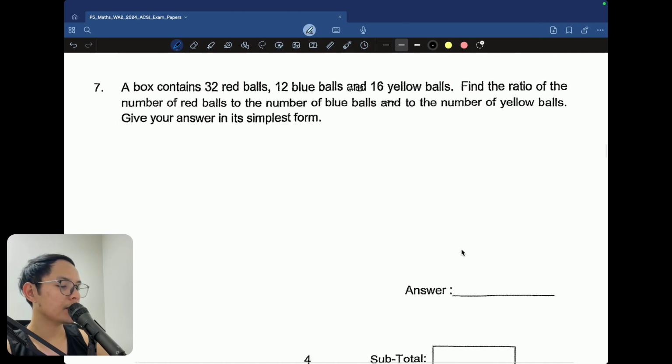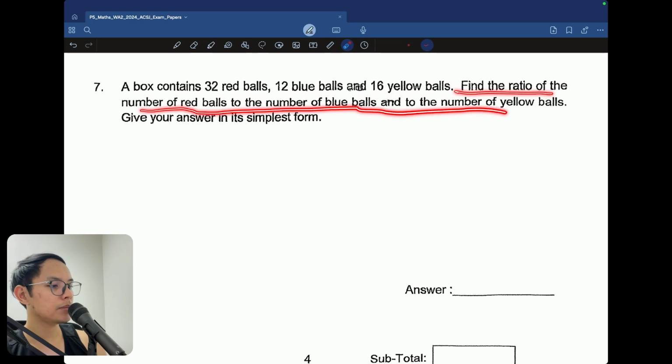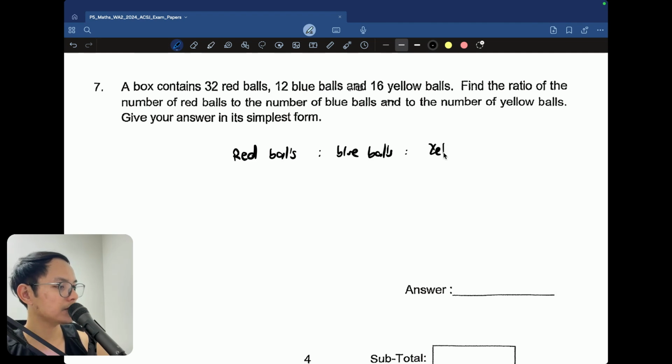Let's move on. A box contains 32 red balls, 12 blue balls, and 16 yellow balls. Find the ratio of the number of red balls to the number of blue balls to the number of yellow balls. So let's do that. We have red balls to blue balls to yellow balls. What we need to do is put the red balls, which is 32, to 12 to 16, according to the question.